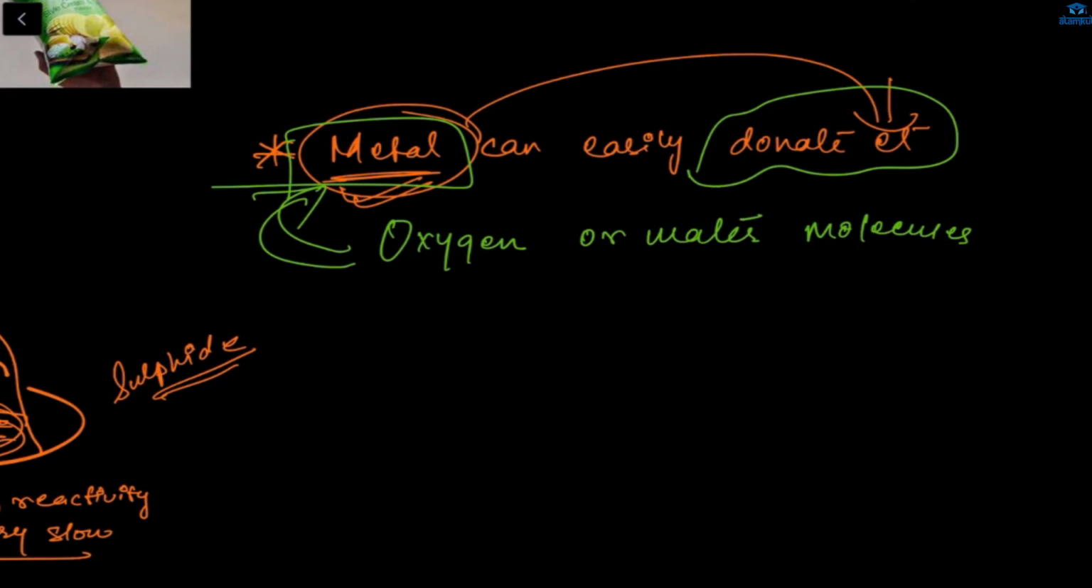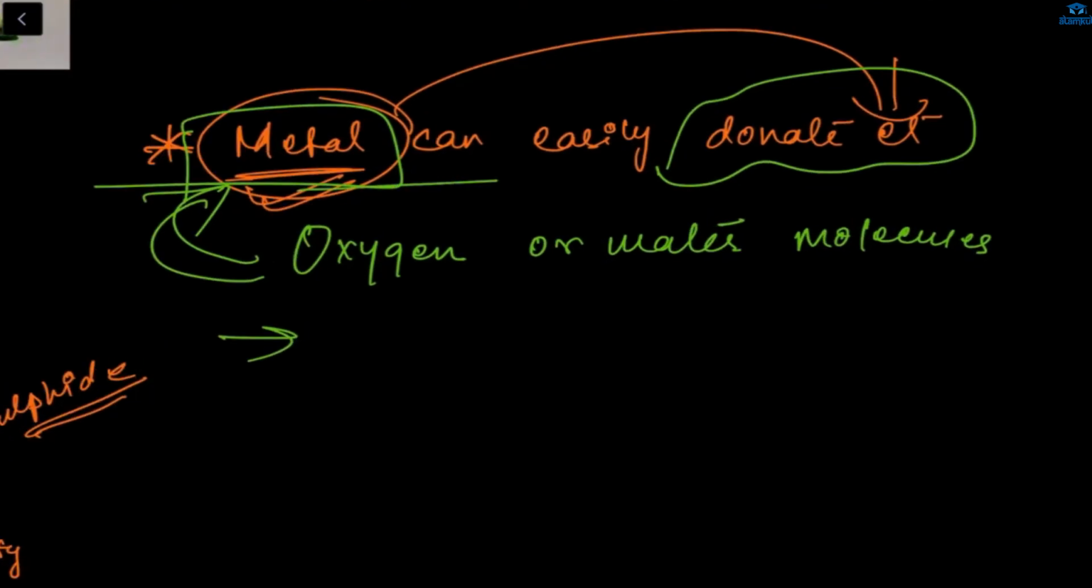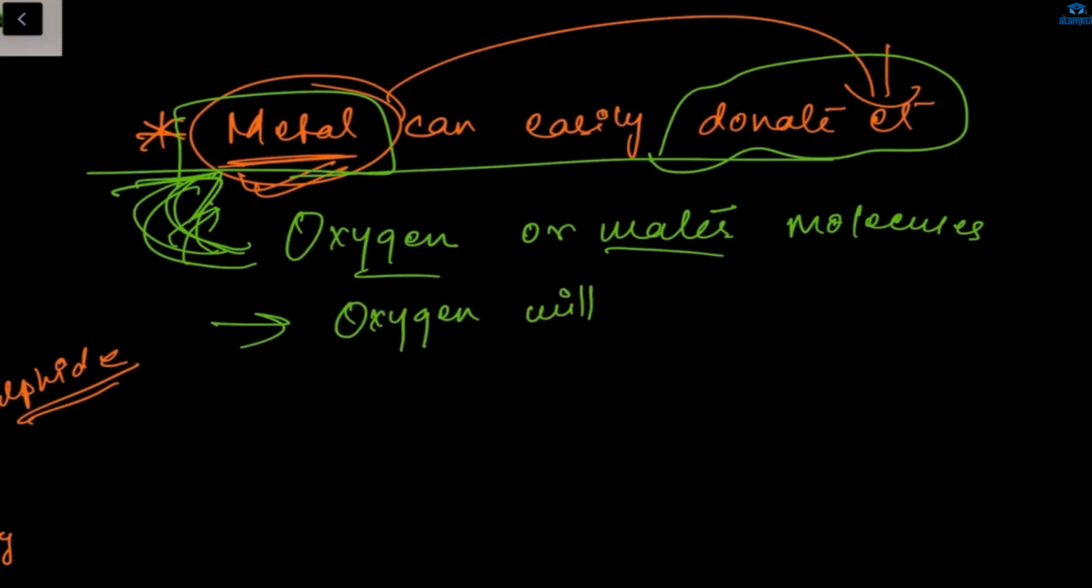Yes or no? That metal can easily donate electrons. Metal has this property, and oxygen and water molecules want somebody to donate the electron. So they will see, okay, metal is there, metal can easily donate electrons. So what will happen? They will react with metal. When they react with metal, then obviously rusting will happen. Oxygen or water molecules will react with metal.